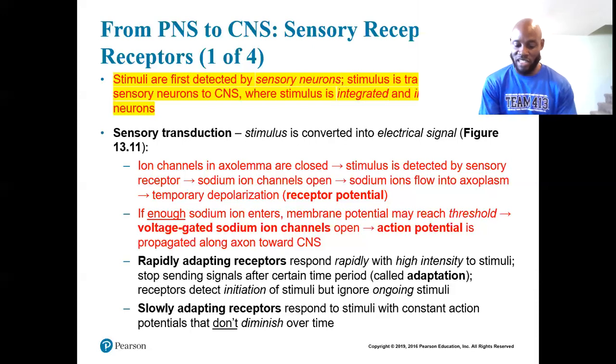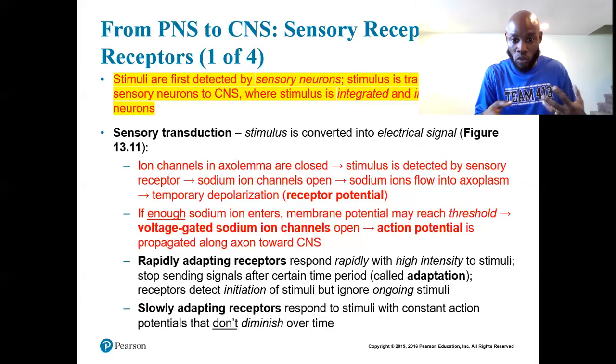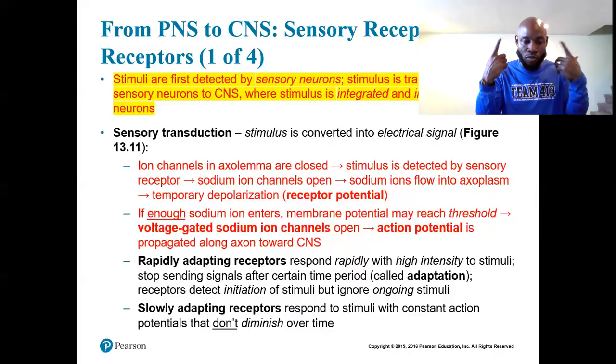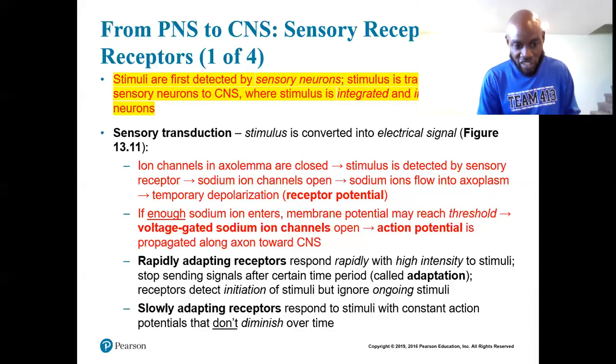So if I touch something and those sensory neurons touch something enough to where we get an action potential, it'll be propagated along the CNS and it'll report to my brain, okay, you're touching something.